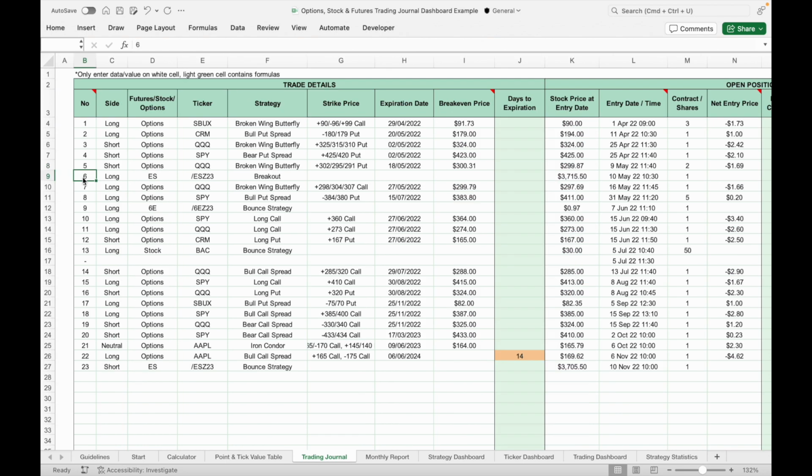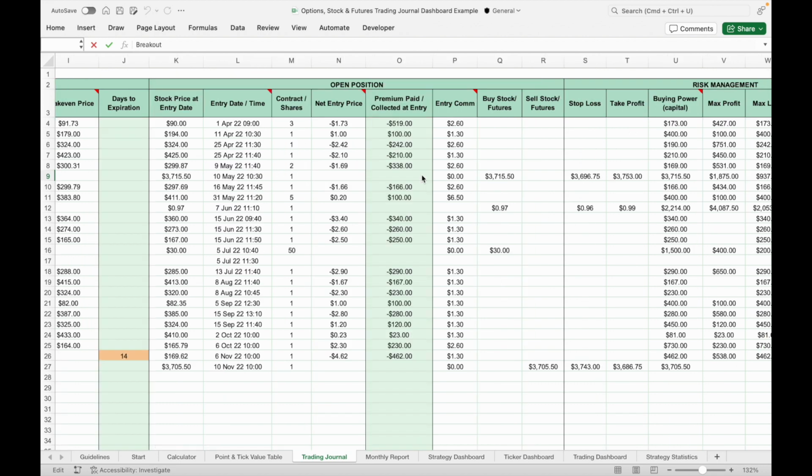Next, I will show you how to input stock and futures trades into the trading journal. First, input the trade number, select the trade direction, and choose stock if you are trading stock, or select the name of the future from the drop-down list. Input the ticker, select the strategy from the drop-down list. And for stock and futures, you can ignore the columns for strike price and expiration date.